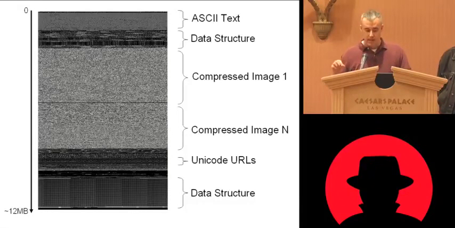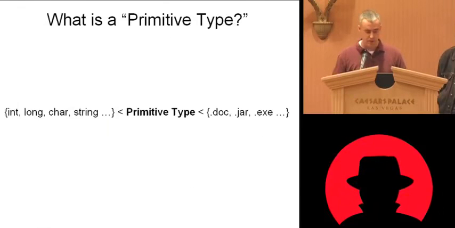The idea being, and it goes back to what I said at the beginning, that there's integers and longs and chars, and then there's Word documents. But really, these things, these jar files, these executables are all built upon these primitive fragments, these primitive types. That's what we're calling them. Things that are bigger than the basic programming data type, but smaller than, say, a container object.